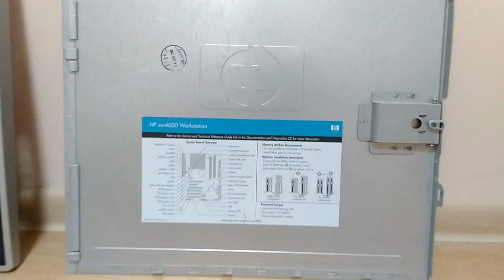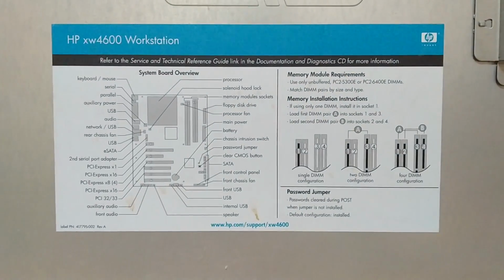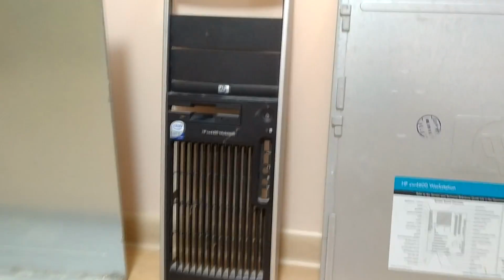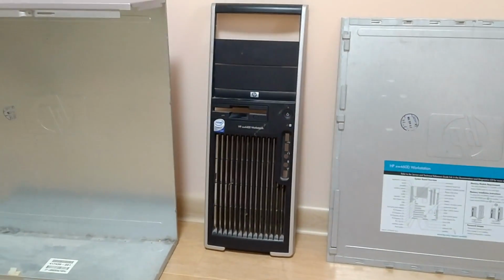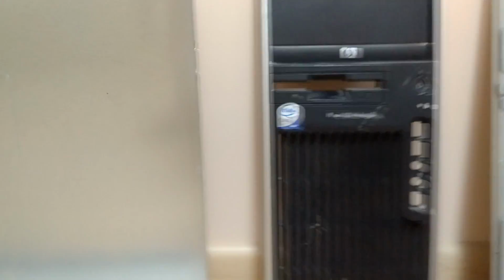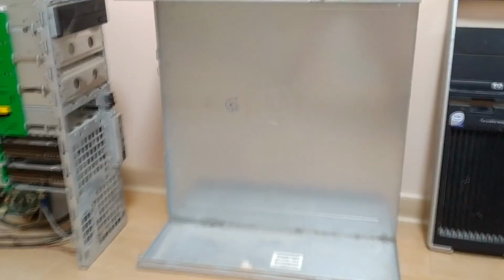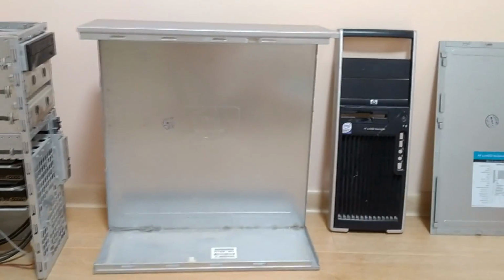Hi, everybody. Today we will watch and touch the workstation from HP, model 4600. It appeared in 2006 and included top video cards, Nvidia Quadro. Here it is, the legendary sticker. Core 2 Duo, that's a cool processor for work, not like Ryzen.